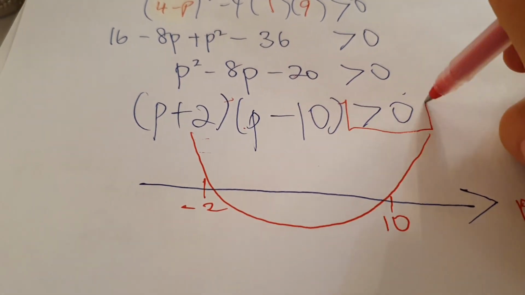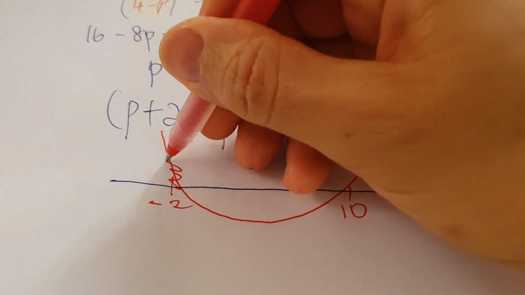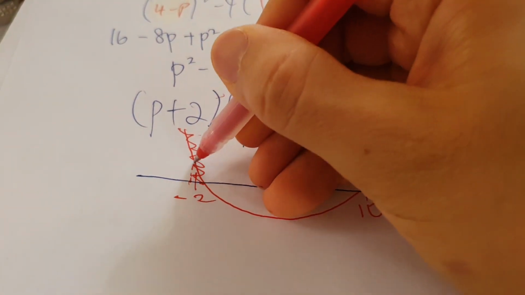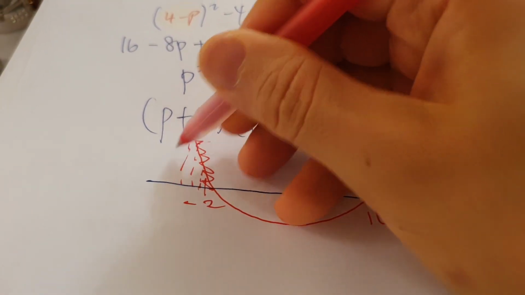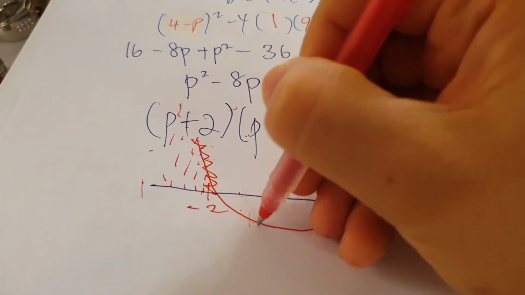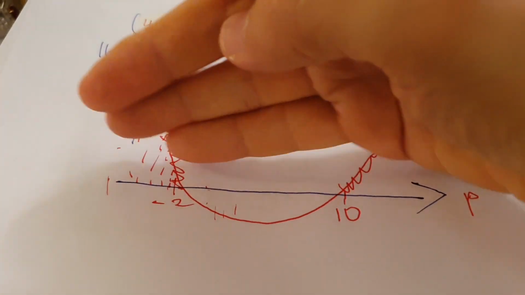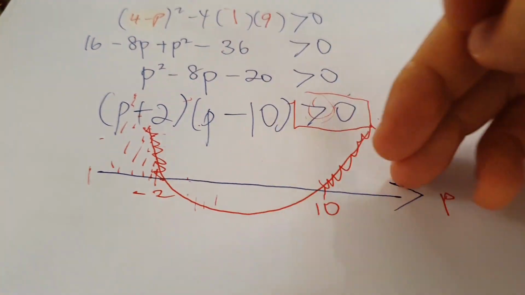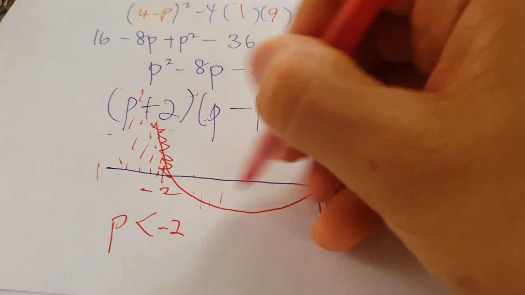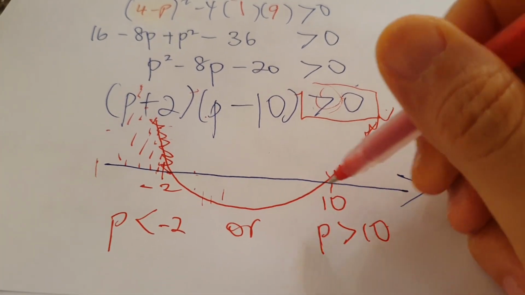And then you want the part that's above this p-axis, so you want this part here. What do you mean by this? Some of you will be asking me. What I want is all these p values here. I don't want those that are below. I want those that are above. The curve that I want is the part that's above this line. So this means that your p is always less than minus 2, and because there's a separation, you put the word or, p greater than 10. So that's your answer.